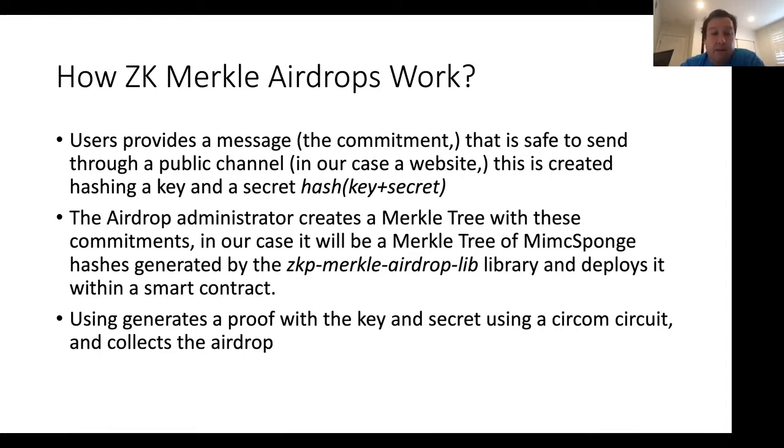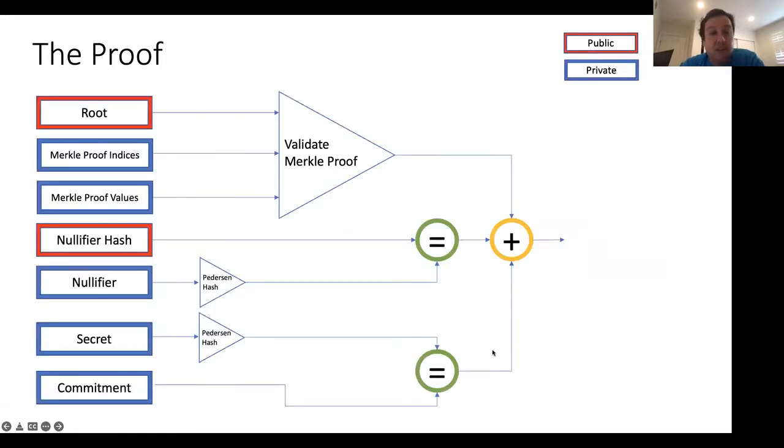Then the user just generates a proof with the key and the secret, using a circuit, and then collects the airdrop. That's basically, in general, what it does. So this is how it makes a proof. What is represented in red is public, and what is in blue is private. This is the circuit that is reproduced in Circom to do the proof.